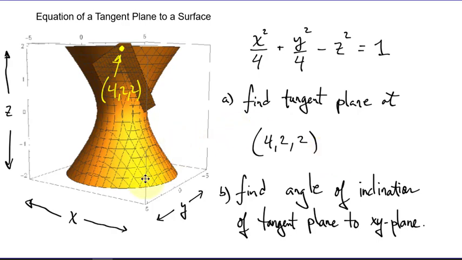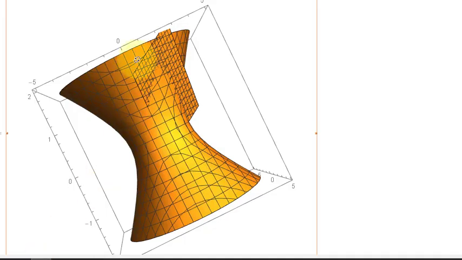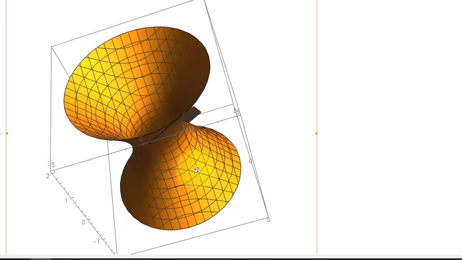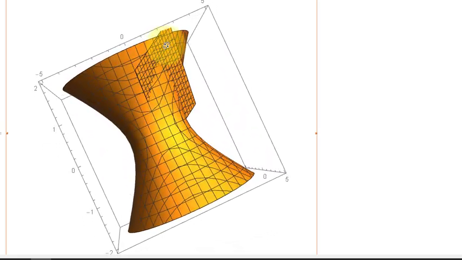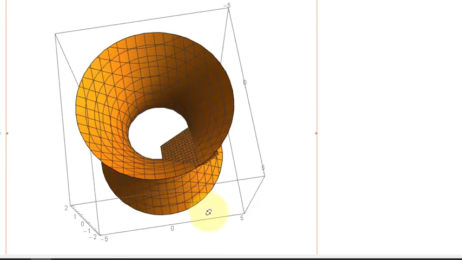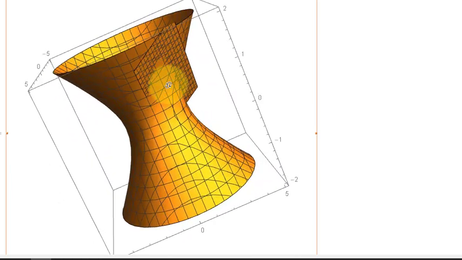This is a graph of the surface, and I think the point is roughly here in the xyz coordinate system. I'm still trying to figure out how to use this software. I was working with Mathematica to try to get that image, and I'm not completely happy with the picture, but I'm just going to leave it at that for now.